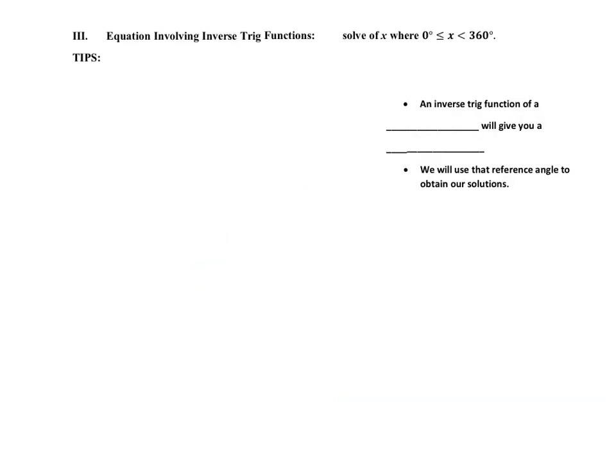Part 3. Equations involving inverse trig functions. The directions are to solve for x, where 0 degrees is less than or equal to x, which is less than 360 degrees. For these questions, we'll give our answer to the nearest hundredth.